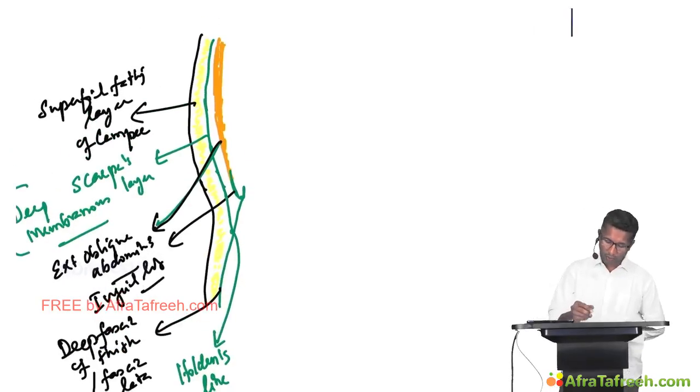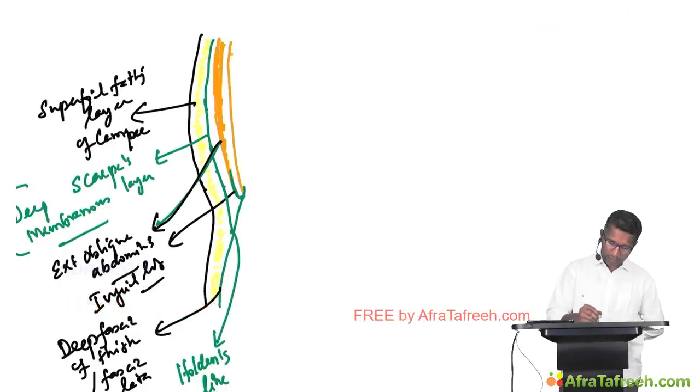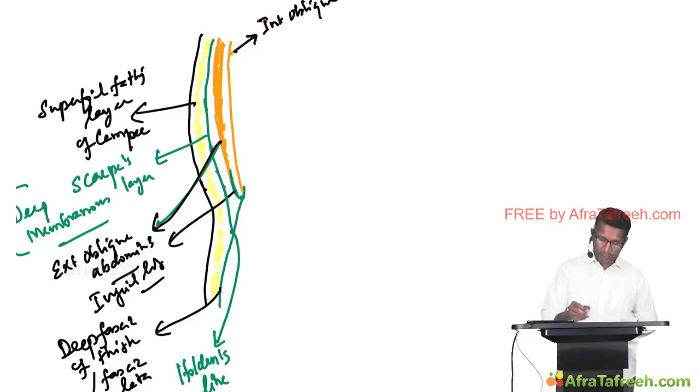So the next muscle layer you see in the abdomen is the internal oblique abdominis muscle. So what is this muscle? This is the internal oblique abdominis muscle. And the next muscle you see here is the transverse abdominis muscle.